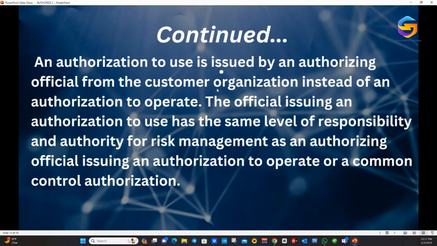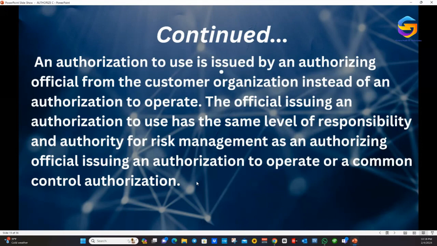So now let's look at it. It says that authorization to use is issued by an authorizing official from the customer organization instead of an authorization to operate. The official issuing an authorization to use has the same level of responsibility and authority for risk management as an authorizing official issuing authorization to operate for a common control authorization. So in this case, again, there is a third party involved. Everything is taken at that level. You just receive the service, then you use it.